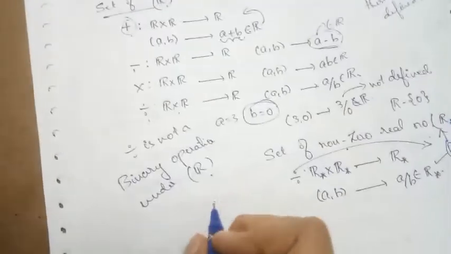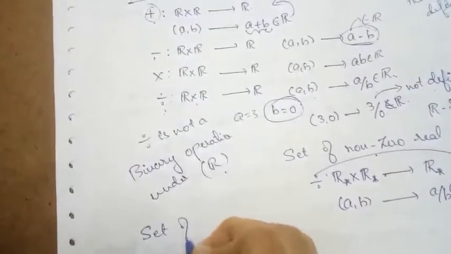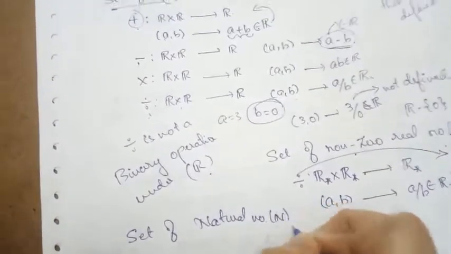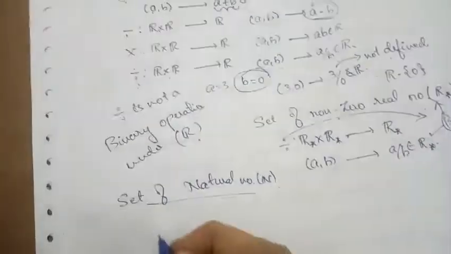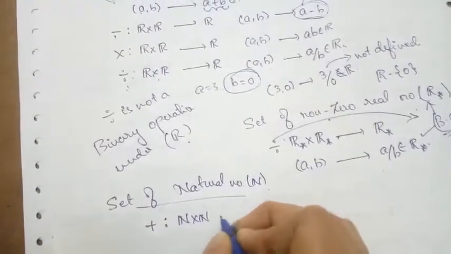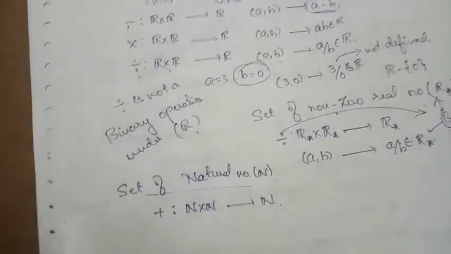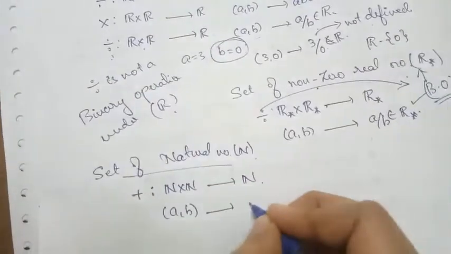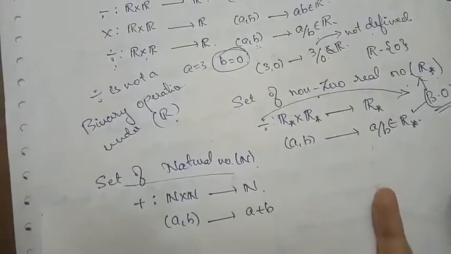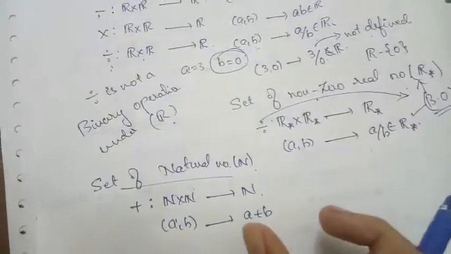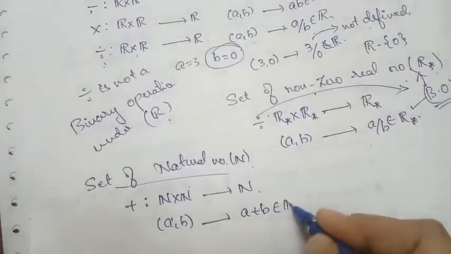Suppose I take the set of natural numbers. Whether the binary operations which we have seen upon the set of real numbers are applicable on the set of natural numbers. If I take addition on the set of natural numbers, it will be defined from N cross N to N. If I take any two elements from the set of natural numbers, the operation will be a plus b. Here a belongs to the natural numbers, b also belongs to the natural numbers. So if we add any two natural numbers, this one also belongs to the natural numbers.